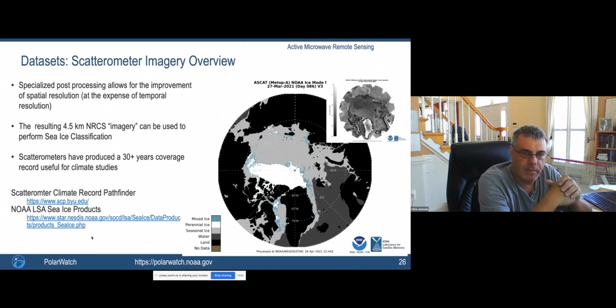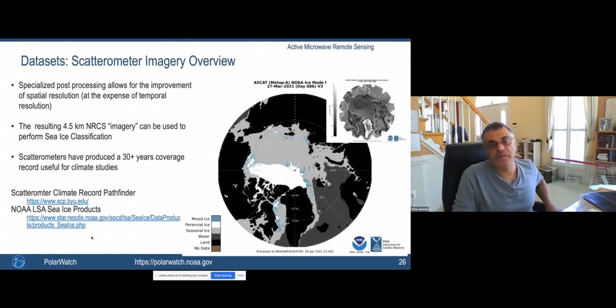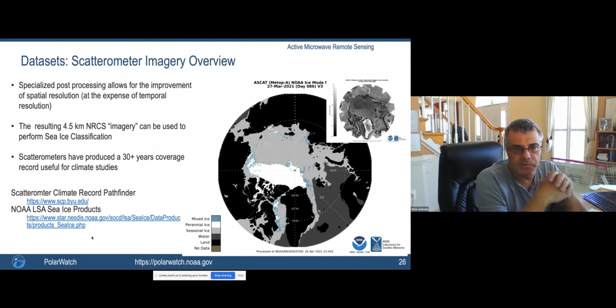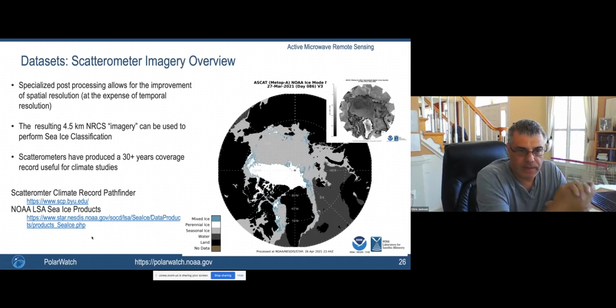The advantage of the scatterometer is that it covers the entire Arctic every day, and in fact, because there are so many of them up there, it covers it several times a day, so we get almost the same map from each of the MetOp ASCAT scatterometers. And that can be used for sea ice classification and sea ice study. The scatterometer also has the advantage that it goes back in time, a record of almost 30 years. So if you're interested in climate-type timescales, before ASCAT, there was SeaWinds and there was ADEOS. All of those data are available for use.